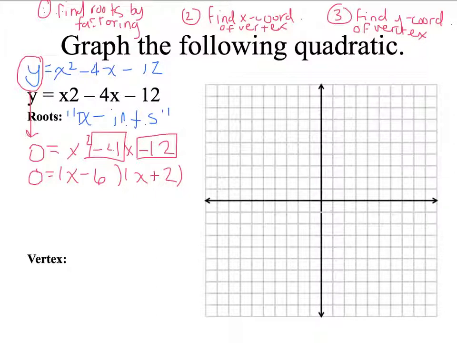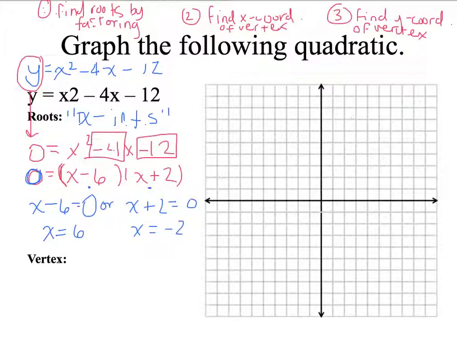Okay, so coming from this point, I'll make that more of a parentheses, we know from our zero product rule that if you have two numbers being multiplied together and they equal 0, then at least one of them, whether it's the first one or the second one, or both, have to equal 0. When we solve these, we get x equals 6 or x equals negative 2.